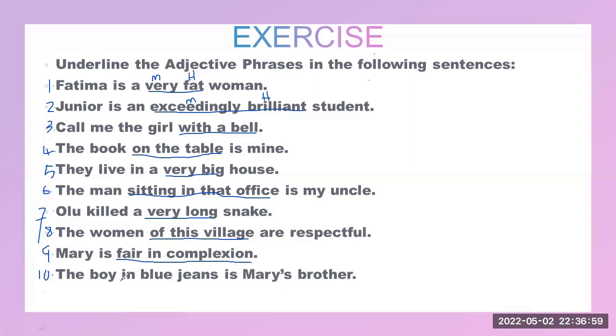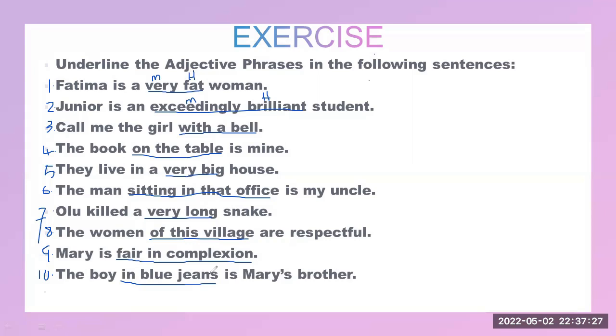So the adjective phrase is "in blue jeans," which again is a prepositional phrase, but then it is doing the work of an adjective. Since it is a group of words, it's an adjective phrase. How do we know? We eliminate this. And then we have, the boy is Mary's brother. The question is, which boy? The one in blue jeans.